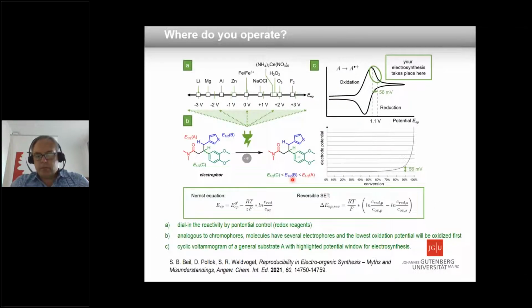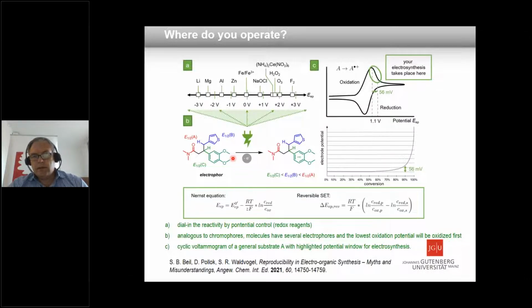This is important because if you look at an electrochemistry book, then you will see a lot of numbers. For example, the important thing is for molecules like an electrophore. If you look at that, then you will see you have different areas here which could be oxidized, and the one which is most easily oxidized will be oxidized.